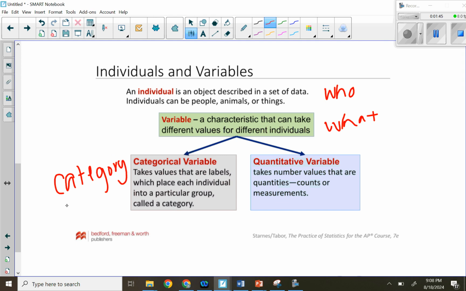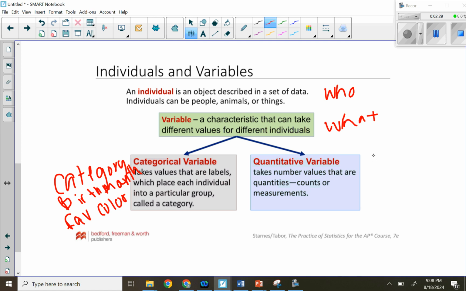Some examples of that: birth month, favorite color, or even just color if it's an object, like if cars are your individual and you're measuring the color of them. So categoricals, you can put into a category. The specific definition is takes values that are labels which place each individual into a particular group called a category.